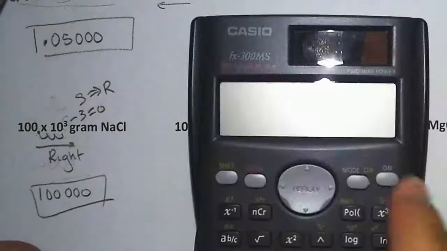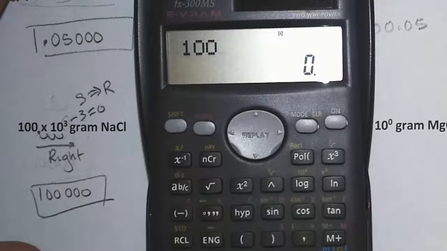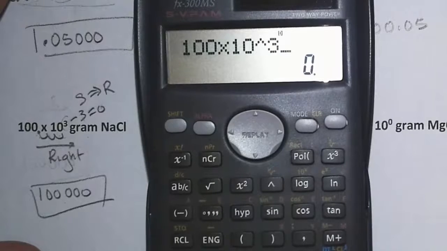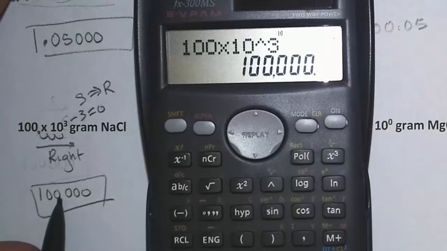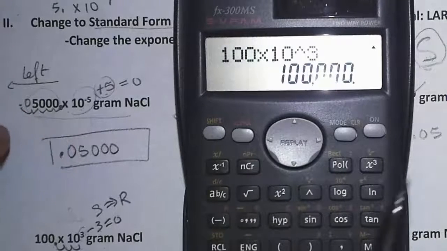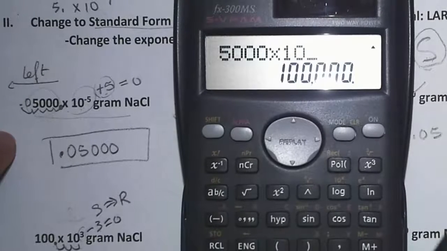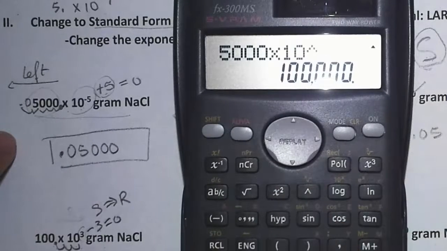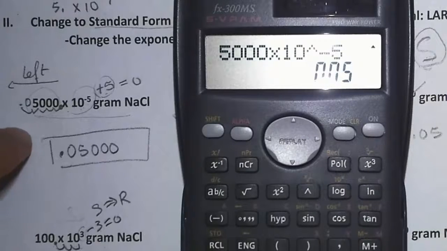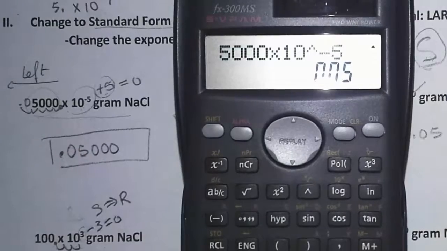If we were to test this with our calculator, if I type in 100 times 10 to the third, that will give us that number right there. You see it? Beautiful. Okay. And if we go up here and test with this number, we have 5,000 times 10 to the negative 5. And there you go. It gives us 0.05. Beautiful, isn't it?